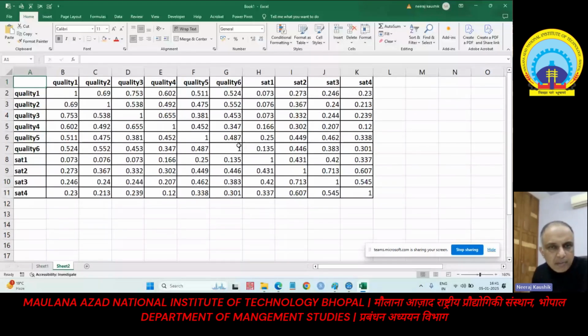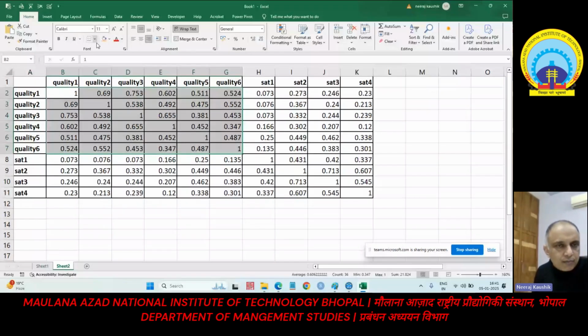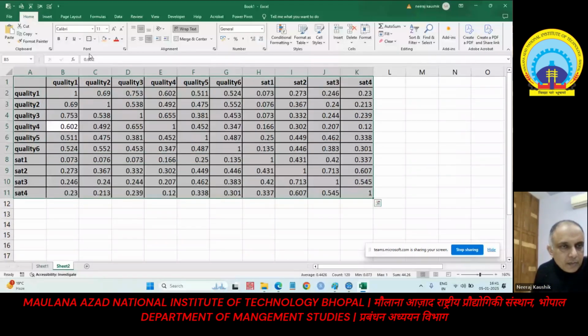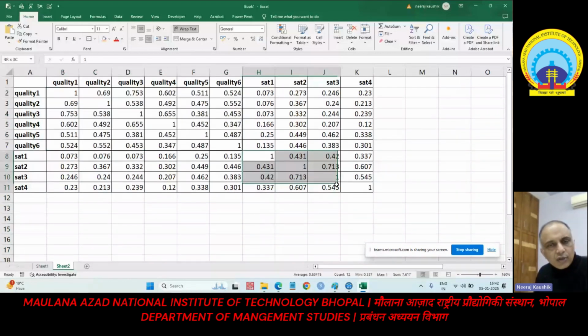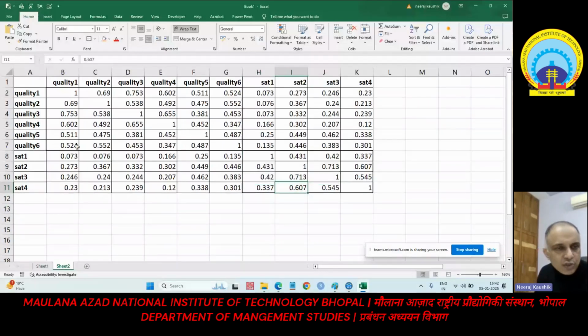So some values are repeating. Quality, this is one construct. Quality to quality, this is one construct, all the items. Satisfaction to satisfaction, one construct, all the items. And this one is just a repeat. Can you see 0.073273? This is the same, quality with satisfaction or satisfaction with quality. So I'm removing this part.